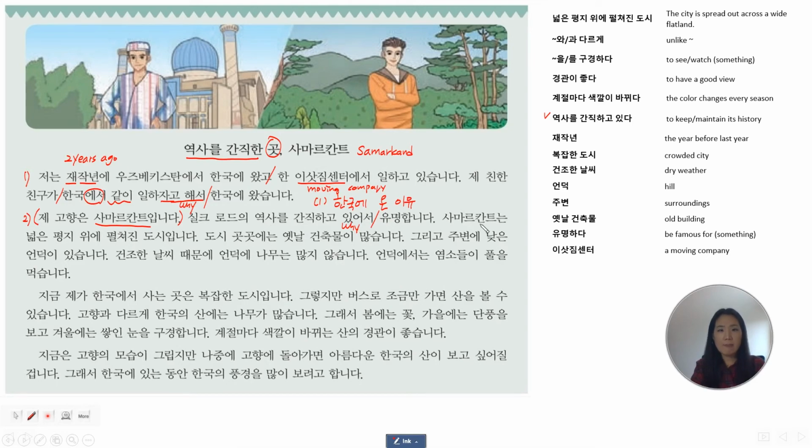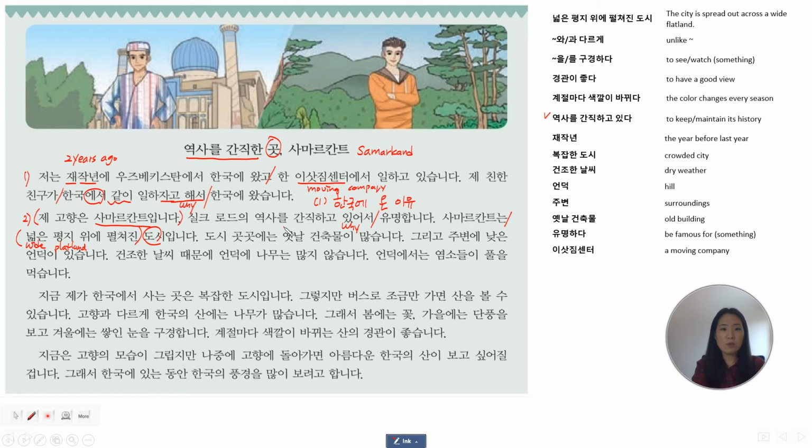자, 사마르칸트는 넓은 평지 위에 펼쳐진 도시입니다. Samarkand is the city. What kind of city? 자, 넓은 평지 위에, on the wide flat land. 펼쳐지다, spread out. So it is the city that is spread out across the wide flat land. So wide flatland, 평지, flatland.